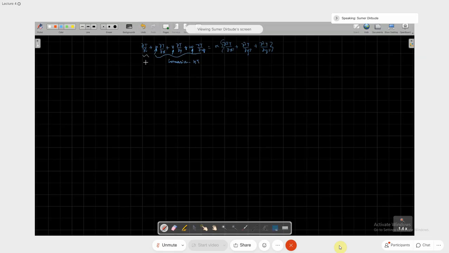This is local, whatever you see, the change in temperature. But this is convection. This is basically forced convection. If natural convection is there, then you will have to add a natural convection part somewhere here. And this, we call it conduction.